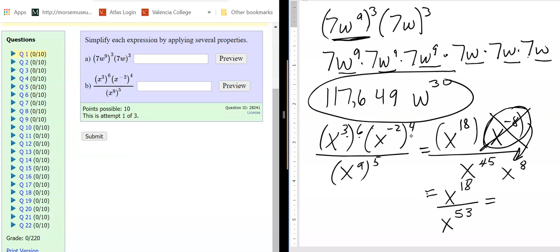And then last but not least, you can either write them out, you think of this and strike them, or you can say, wait, we know that this is the quotient rule, so it's going to be x to the 18 minus 53. So that is going to be, what is that on your calculator? x to the negative 35. Or you could put it with positive exponents as 1 over x to the 35.